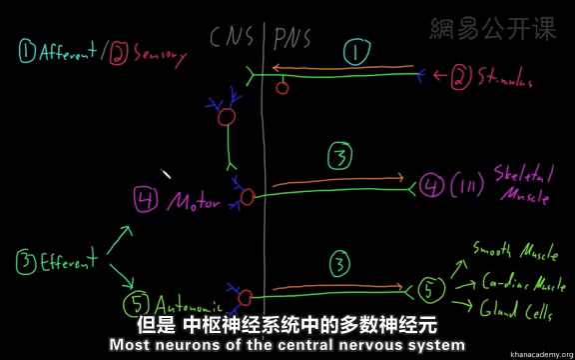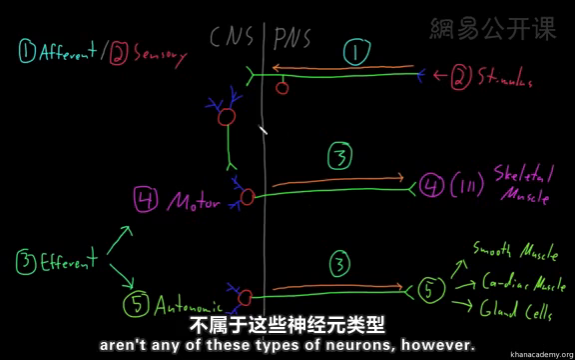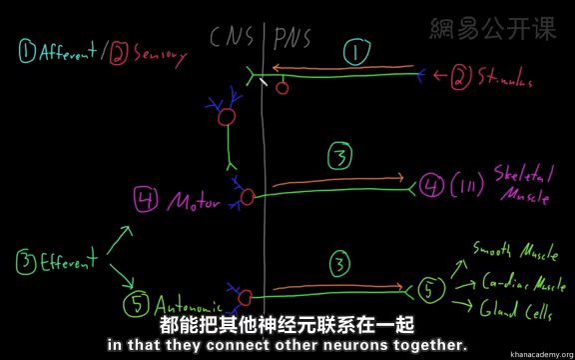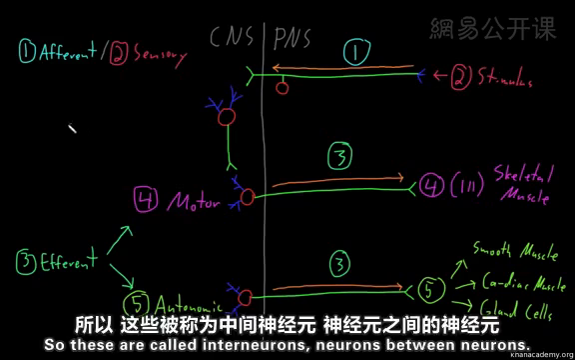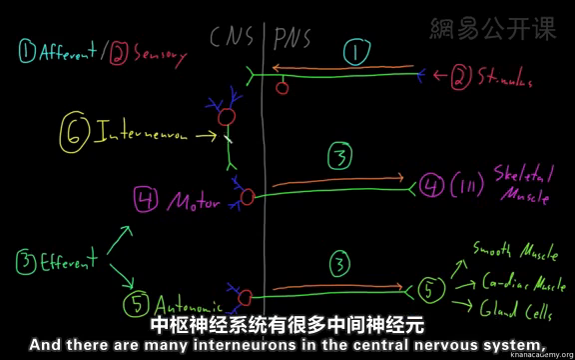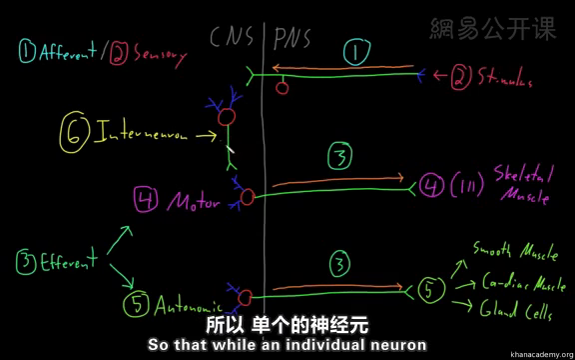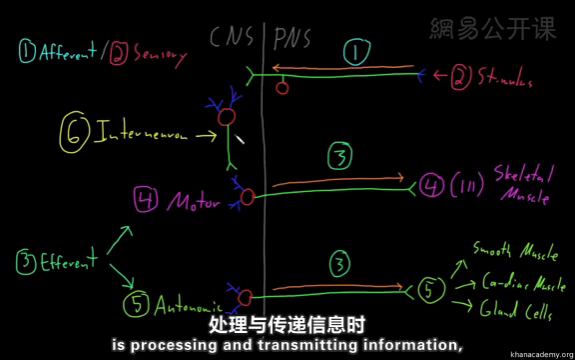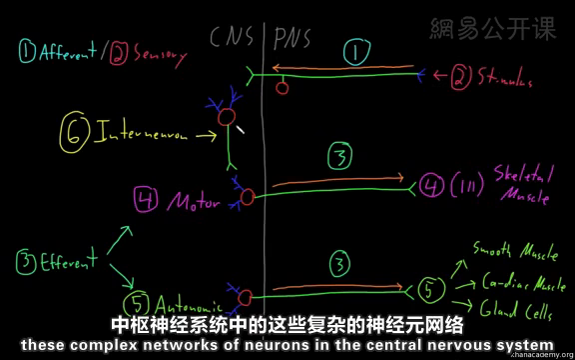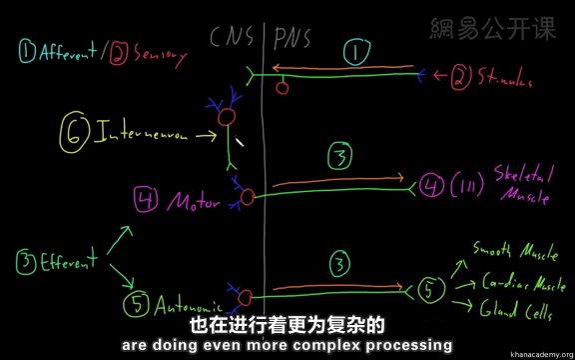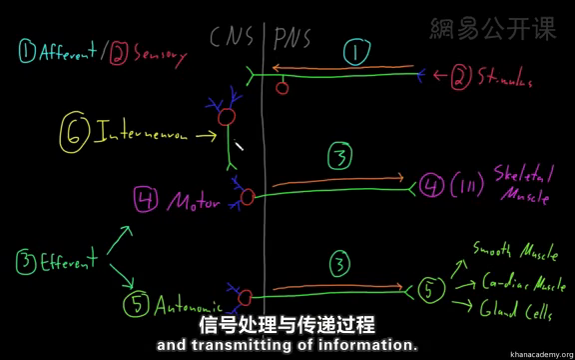Most neurons of the central nervous system aren't any of these types of neurons, however. They're like this neuron in that they connect other neurons together. So these are called interneurons, neurons between neurons. Interneuron. And there are many interneurons in the central nervous system forming very complex pathways for information to travel, so that while an individual neuron is processing and transmitting information, these complex networks of neurons in the central nervous system are doing even more complex processing and transmitting of information.